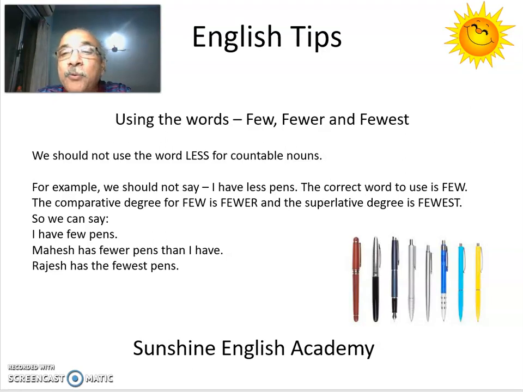So the correct word to use here is few. The comparative degree for few is fewer, and the superlative degree is fewest. So we can say, I have few pens, not I have less pens. Mahesh has fewer pens than I have. Rajesh has the fewest pens.